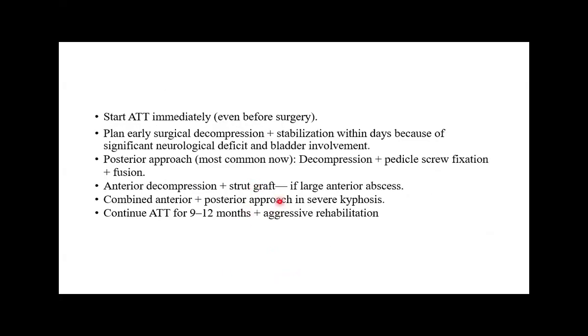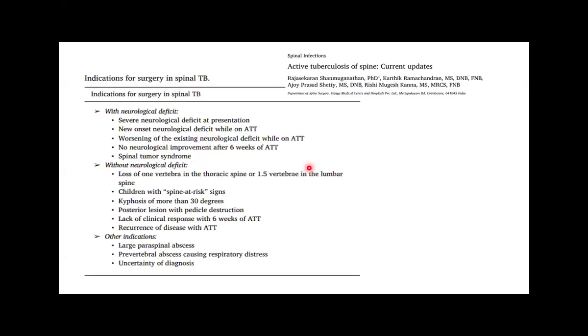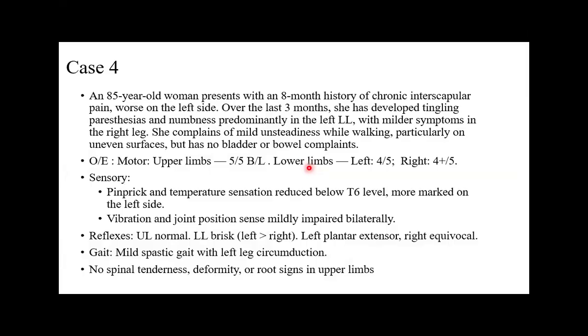And here, we can start ATT immediately and plan early surgical decompression or stabilization, and the posterior approach is preferred. That is decompression with pedicle screw fixation and fusion. And if there is a large anterior abscess, anterior decompression with grafting, and a combined anterior and posterior approach in severe kyphosis. We can continue ATT for 9 to 12 months with aggressive rehabilitation. These are the indications for surgery. Now we'll see the next case.